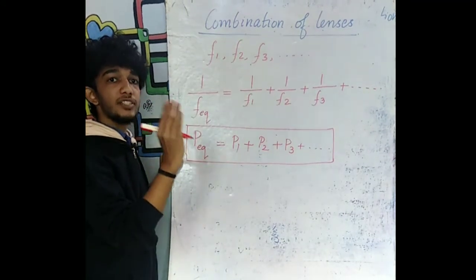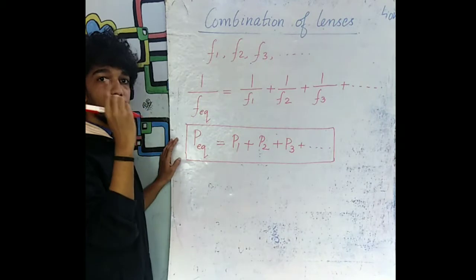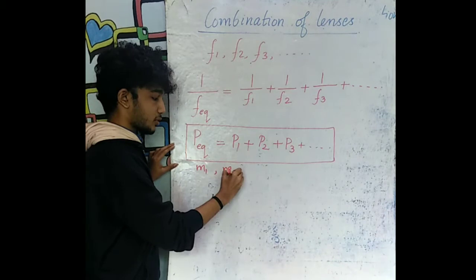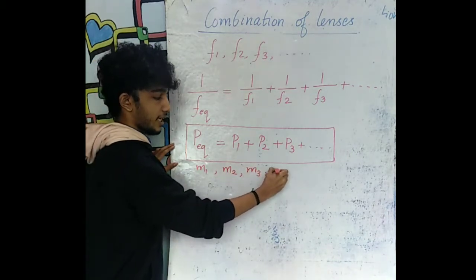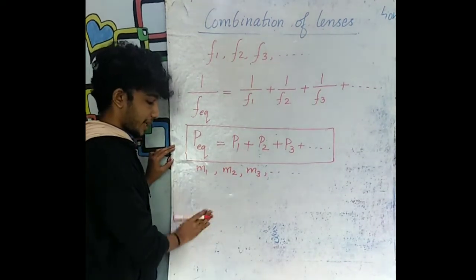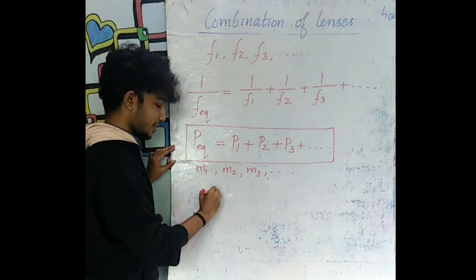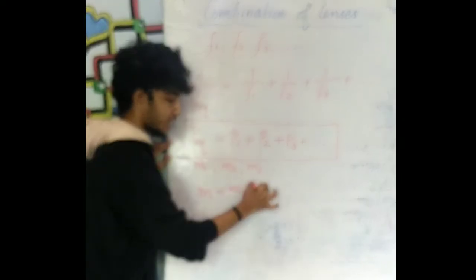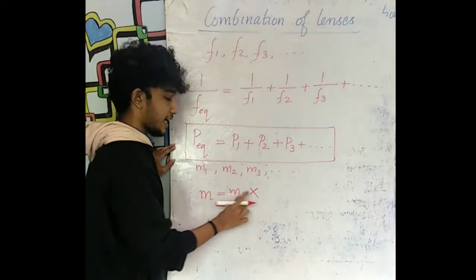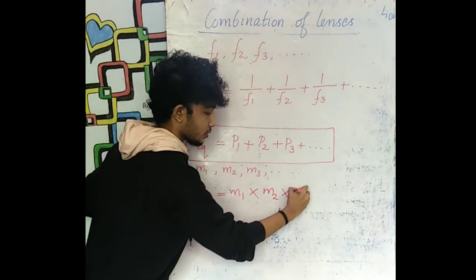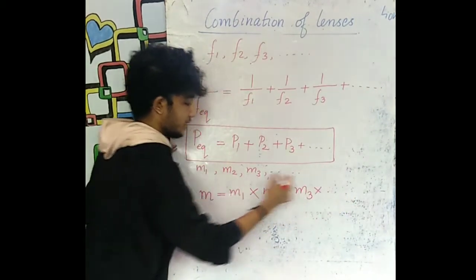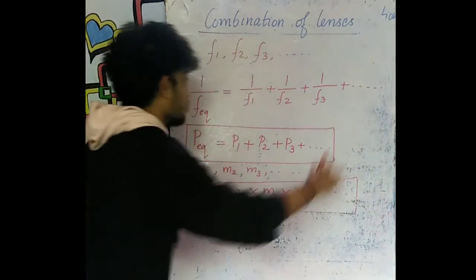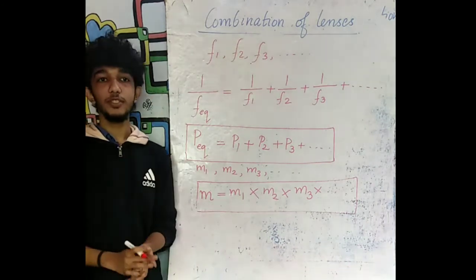Now talking about the effective magnification. Suppose many lenses are joined together and it is given that the magnification of the first lens is M1, that of the second lens is M2, that of the third lens is M3, etc. The equivalent magnification is given by M is equal to M1. Is it plus? No. Here we are having multiplication. M1 into M2 into M3 into etc. This is the equation for the effective magnification produced by a combination. These three equations you have to know.